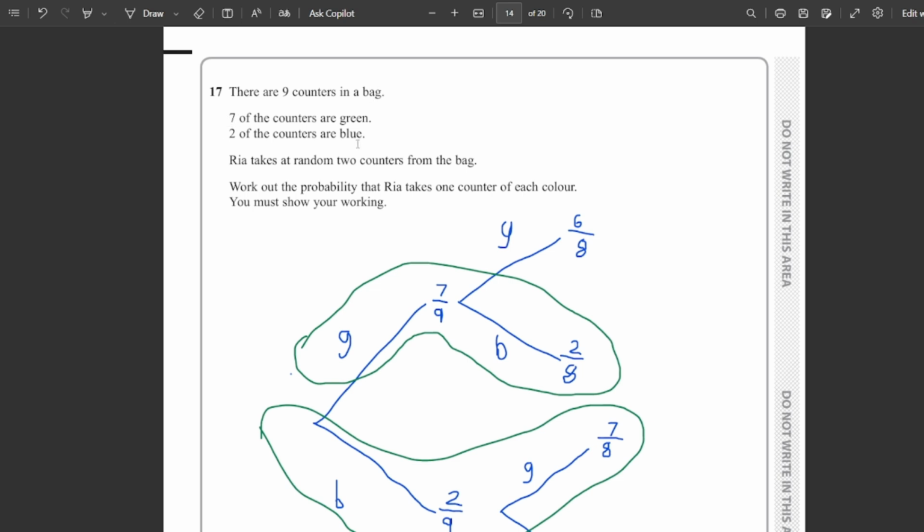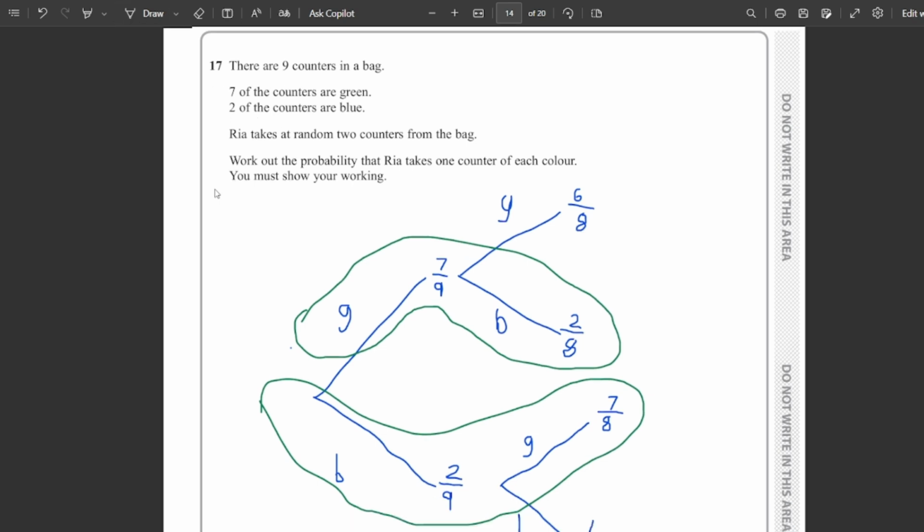7 of the counters are green and 2 of the counters are blue. Ria takes 2 random counters out of the bag. Work out the probability Ria takes 1 counter of each colour. You must show your working.